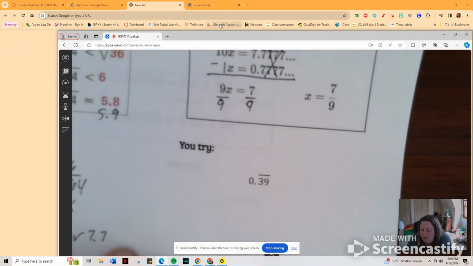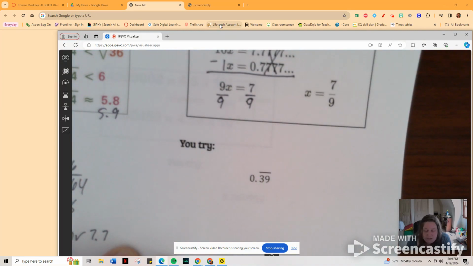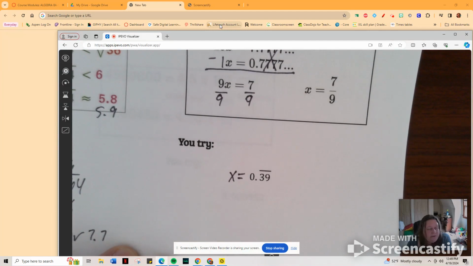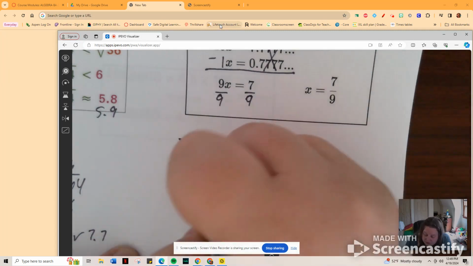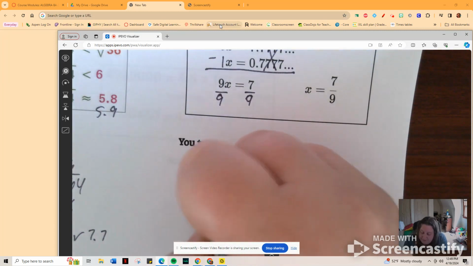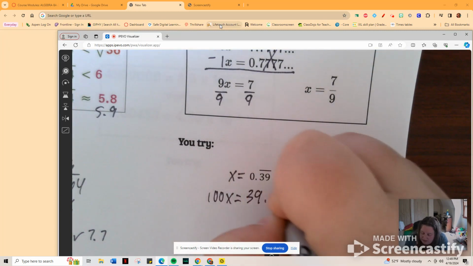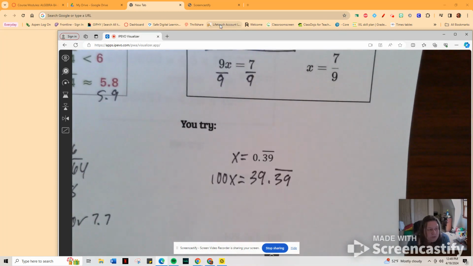So we're going to try this now with this decimal 0.39 repeating. So we're first going to say let x equal. Now, in this number, I have 2 digits repeating. Therefore, I have to move the decimal 2 times. So I need to multiply this time by 100. So it's going to look like 100x equals 39.39 repeating. So I have one set of the repeating digits now in front of the decimal.